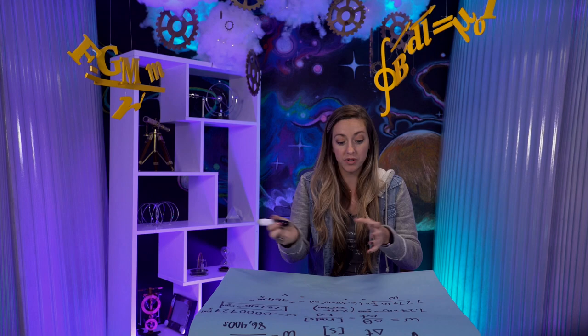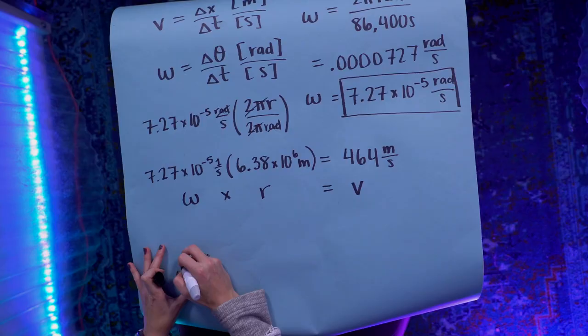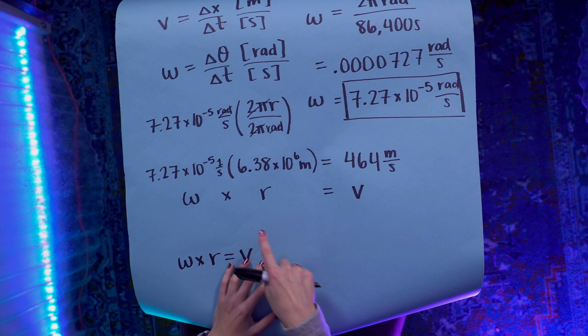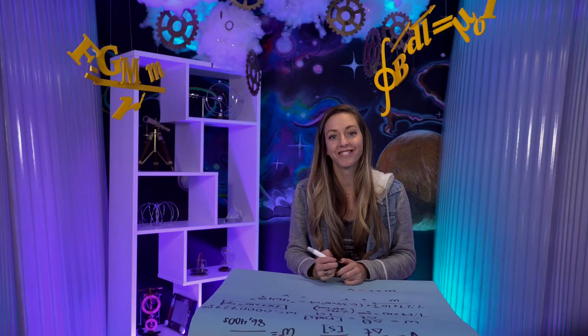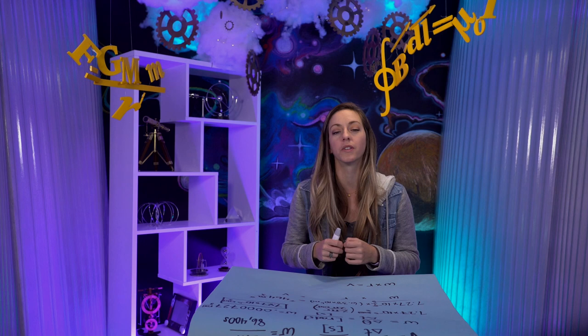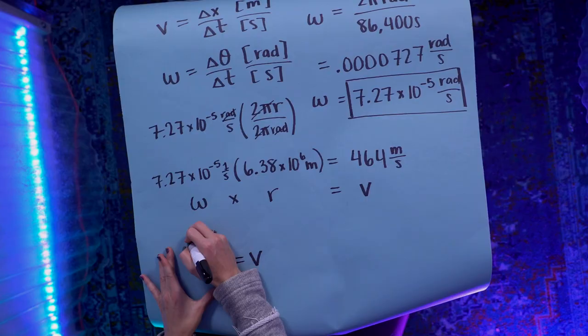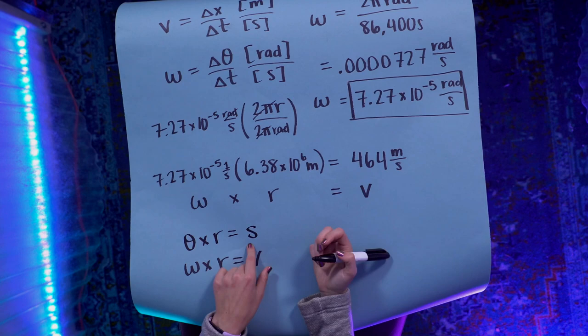And you just multiply omega times r to get velocity. Oh, hey, we just did that. So this is the key to converting back and forth between the linear world and the angular world. You multiply by r. And there are also angular analogs to linear displacement. So theta times r equals s. It could be x, but we'll use s for displacement. Often we write displacement as s.